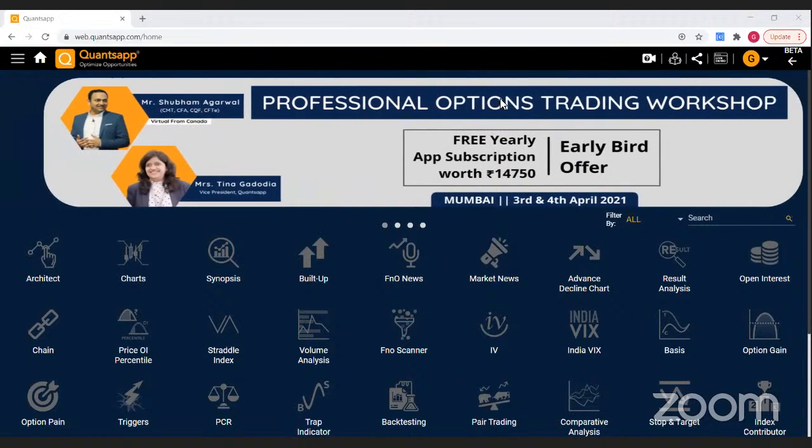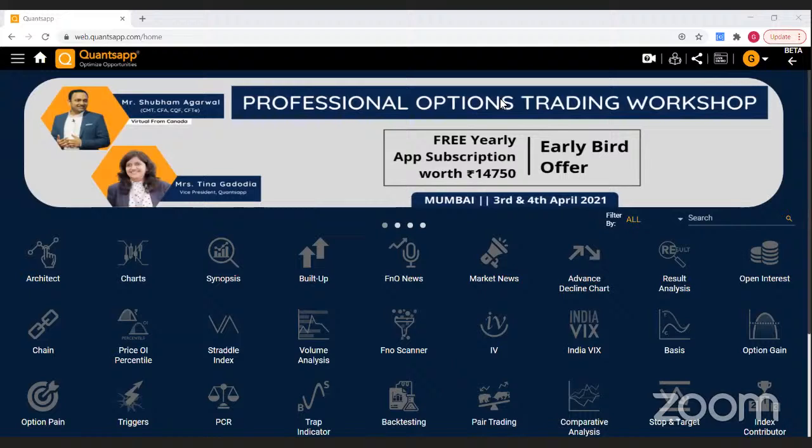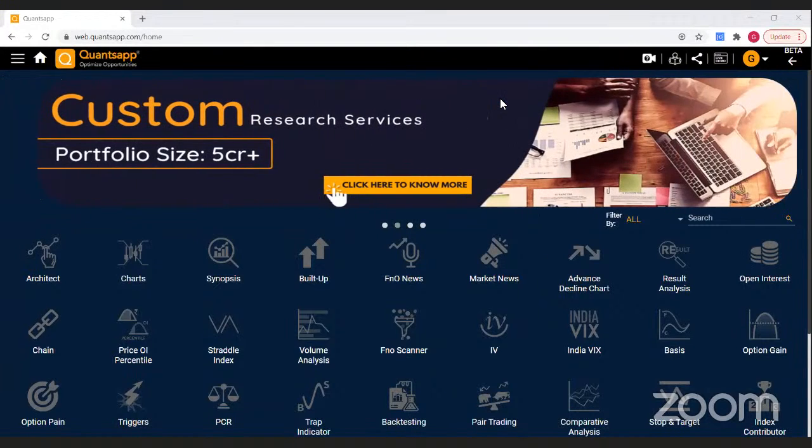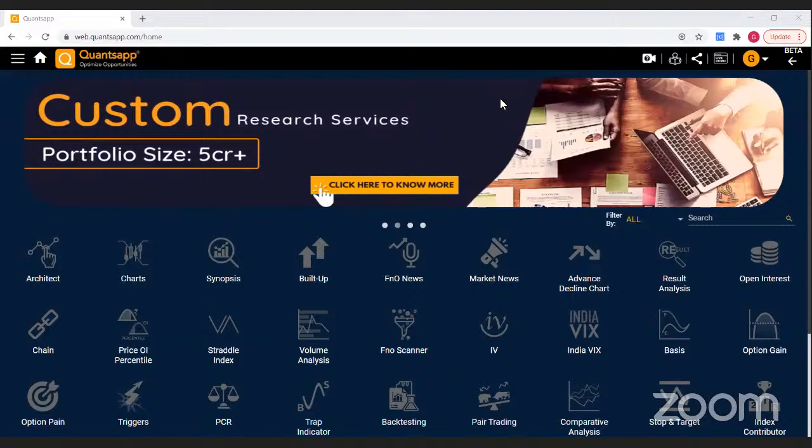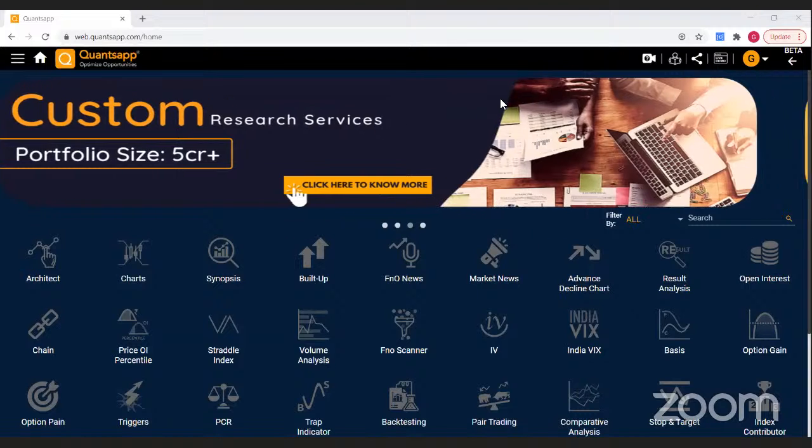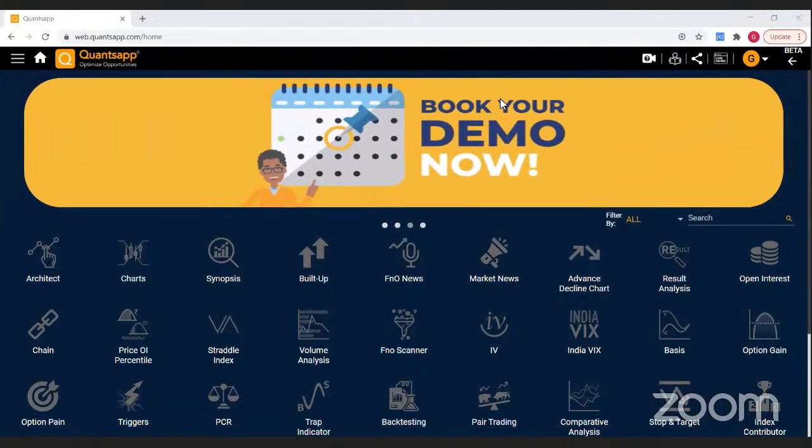So today we are having a webinar on the different tools of the Quantsapp application. Today we will be looking at the tools and, most importantly, we will see how we can utilize them and learn more about the options and utilities of these tools in option trading.